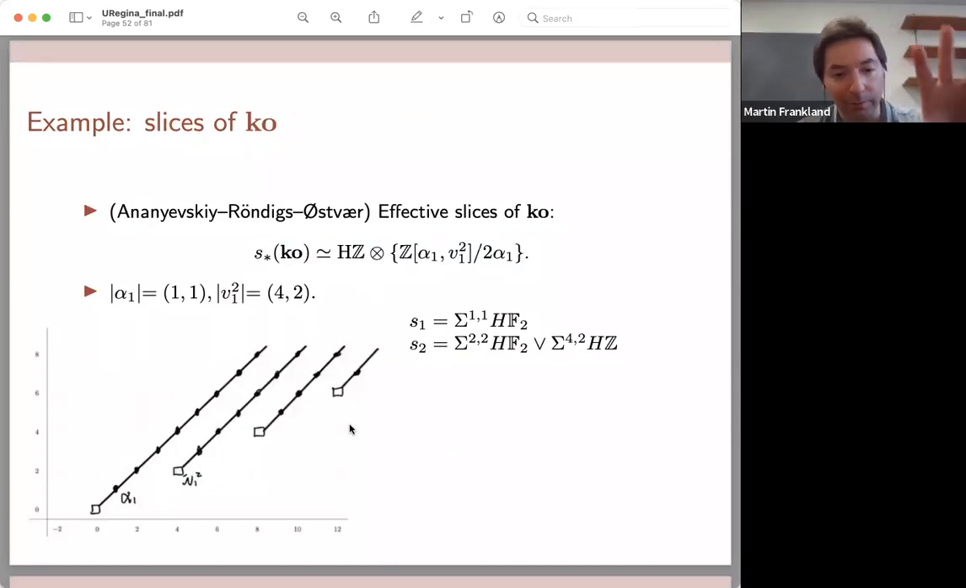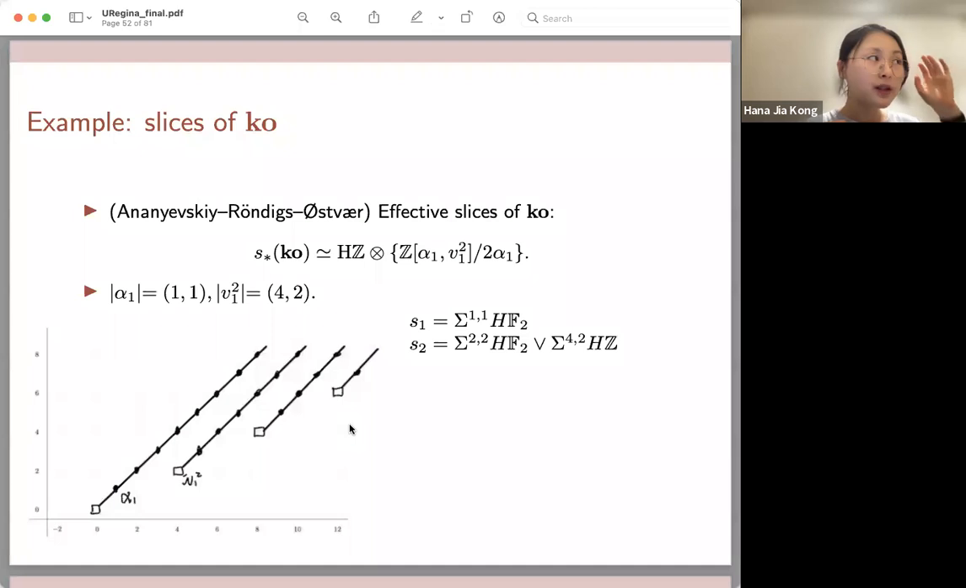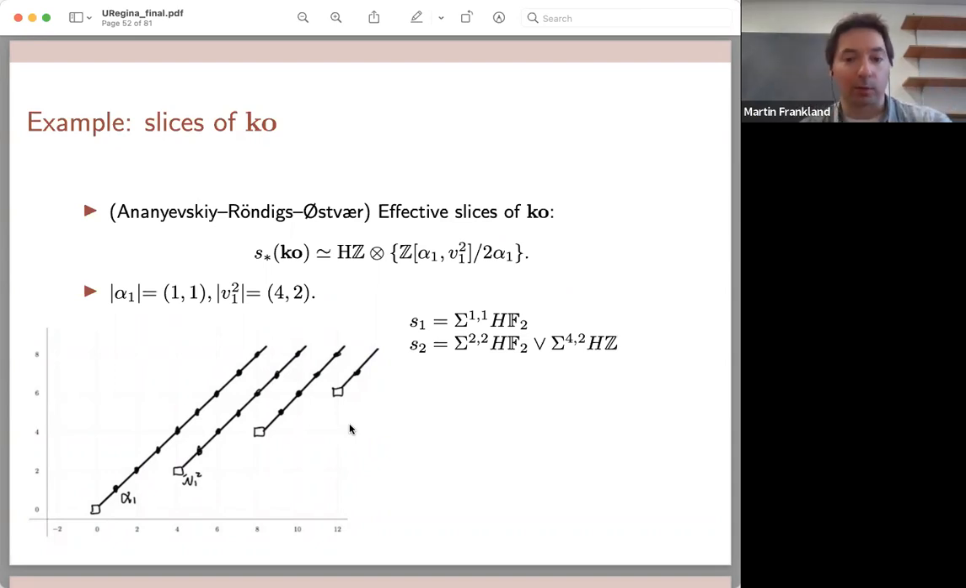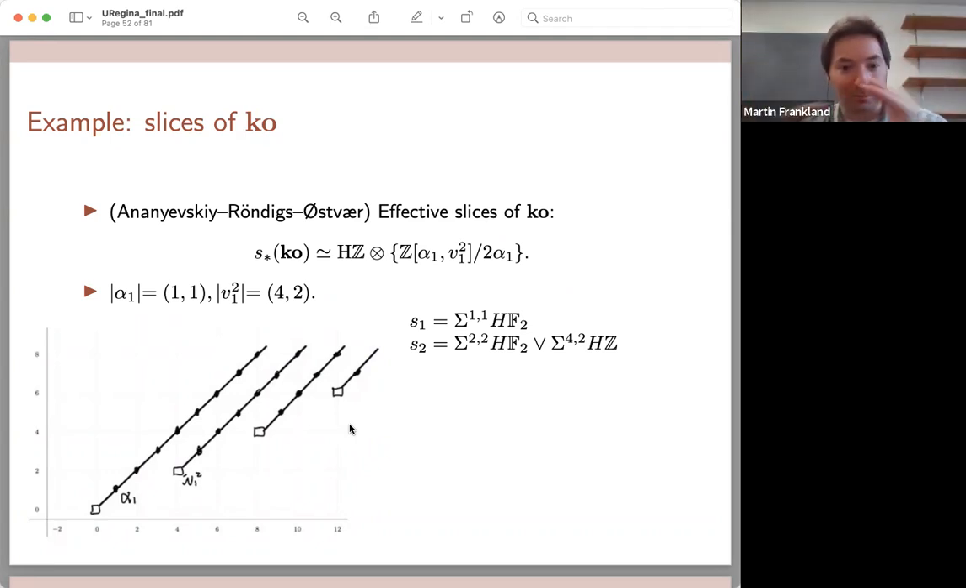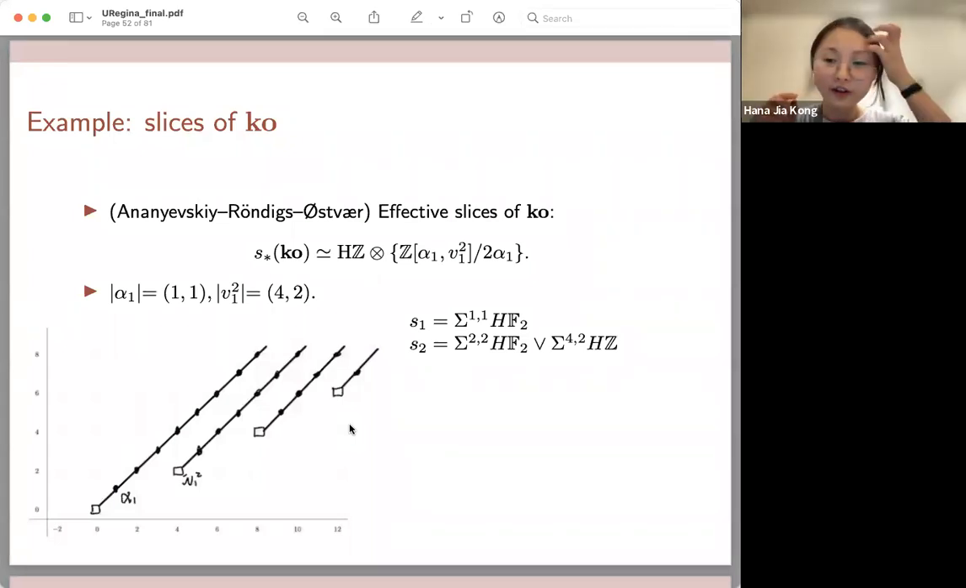Sorry, Hana, just to clarify what the chart is depicting, you're saying that that's the chart for the effective slice spectral sequence for KO, right? And it's the E1 page? This is the slices. I haven't taken the homotopy groups. Okay, so it's not part of a spectral sequence yet? It's my preferred way to present the slices for KO. So far it's just a convenient way of combining all the slices in a coherent picture. Yeah, it's not displaying differentials in some spectral sequence yet. No. Okay, got it. Thank you.